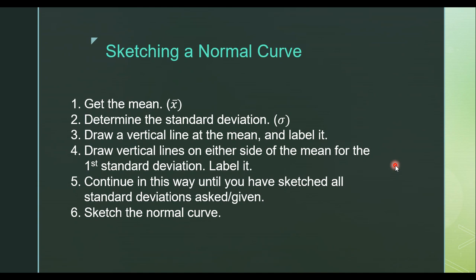Then we're going to draw vertical lines on either side of the mean for the standard deviation and label it. And we're going to continue this on both sides. So after I've done one standard deviation, I'm going to do a second one on the right, label it. Same thing, I'm going to go to the left side of my graph, go to a second standard deviation, draw a vertical line and label it. Continue this until you have all the standard deviations you've been asked or given. And then lastly, sketch a normal curve that kind of matches it.